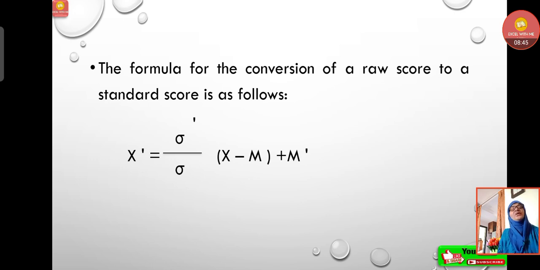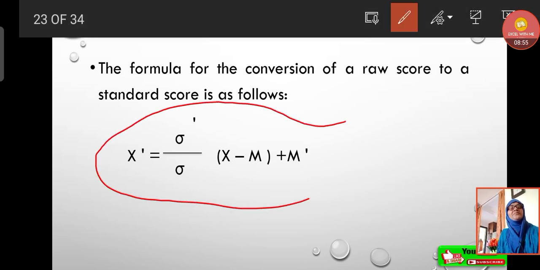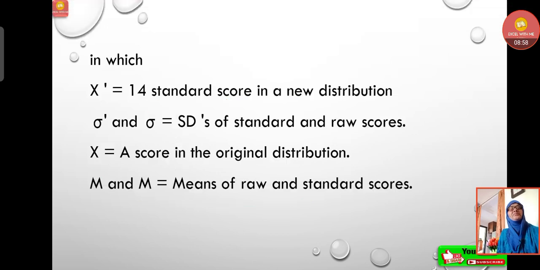Here you can see the formula to calculate standard scores, in which the standard score in the new distribution is calculated from x. The standard deviations of standard and raw scores are given here. Then a score in the original distribution is x, and m and m are the means of raw and standard scores.